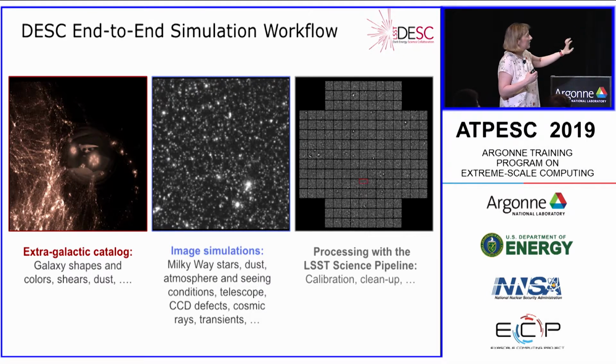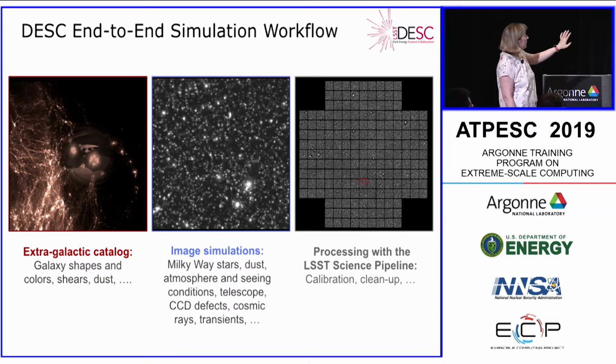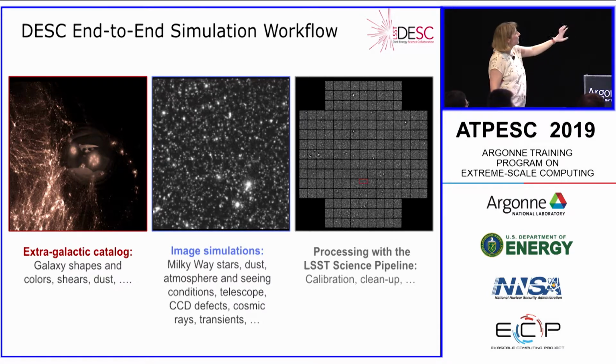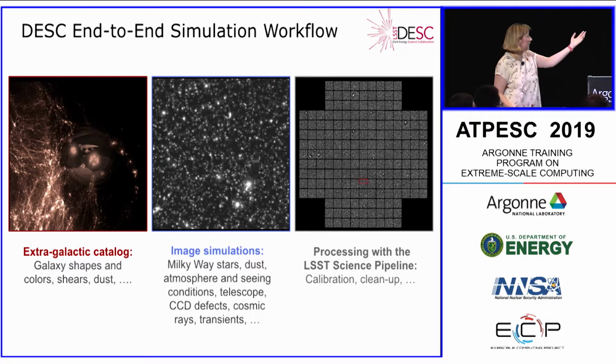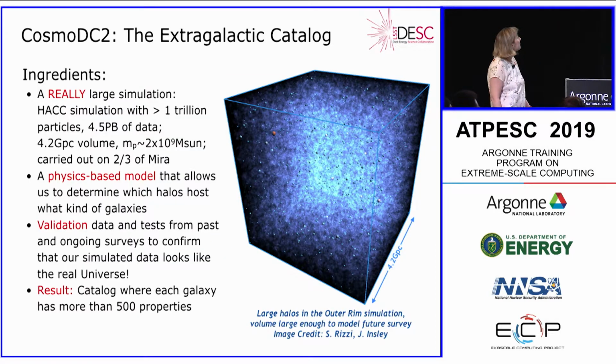In this, we have things like, between the universe and us are the stars in the Milky Way. There's lots of dust. All of this is in here. We will also simulate the defects of the CCDs, like the telescope is not perfect. All of this is in here. After we have done all of this, we process it. Just like the real telescope data will be processed, we process it with the LSST science pipeline. What that means is you do a calibration of the data, you clean it up, and hopefully you get something you can do cosmology with.